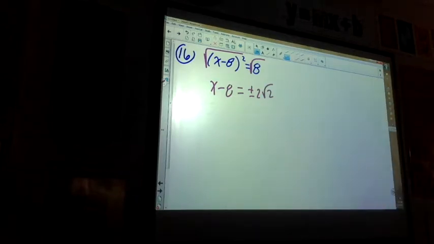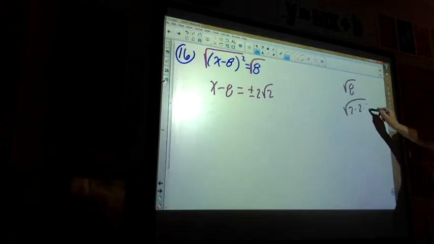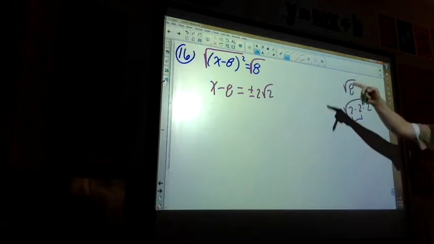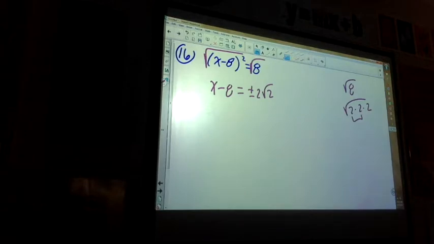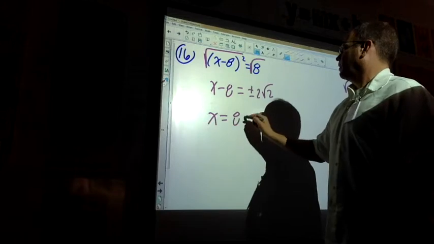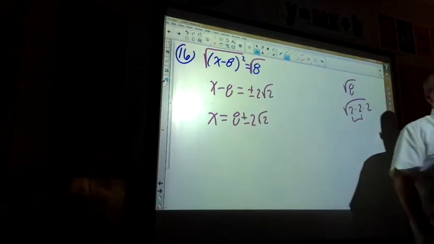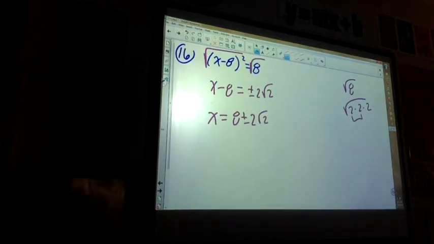Hey, where'd 2 root 2 come from? I broke 8 up into 2 times 2 times 2. Took that out. Yes? 2 root 2. So my answer will be 8 plus or minus 2 root 2. Hey, can I add 8 and 2 root 2 together? No. Can you simplify it though? Divided by. Oh no, it needs a fraction.